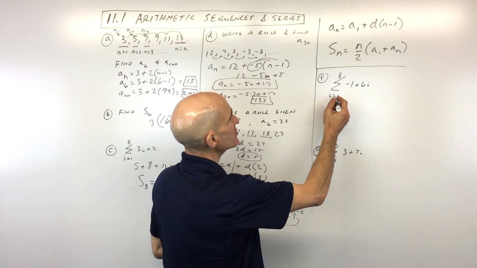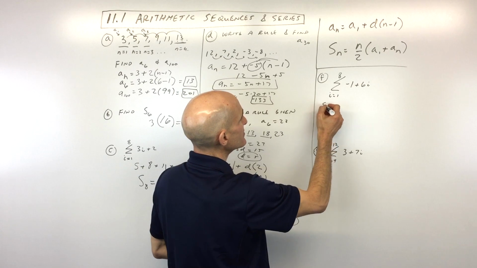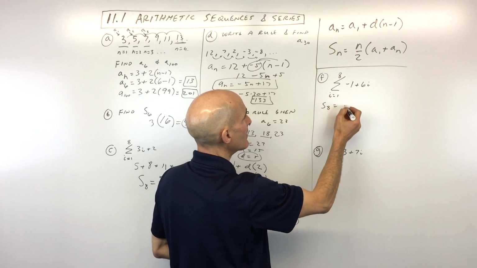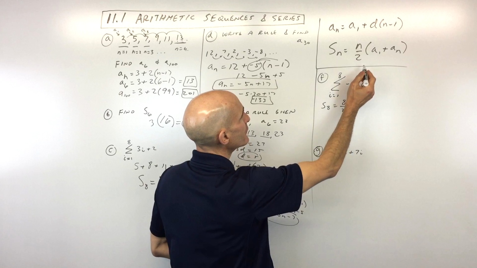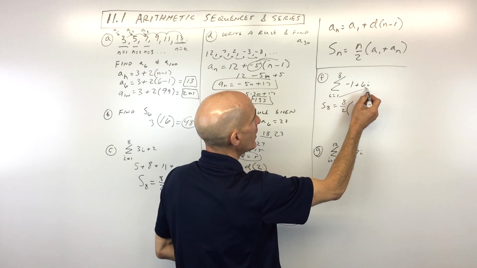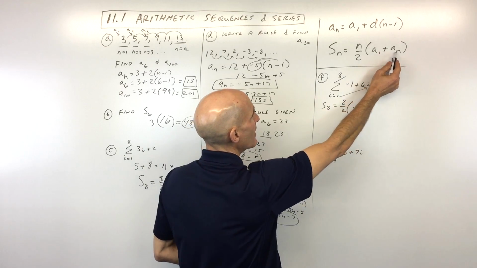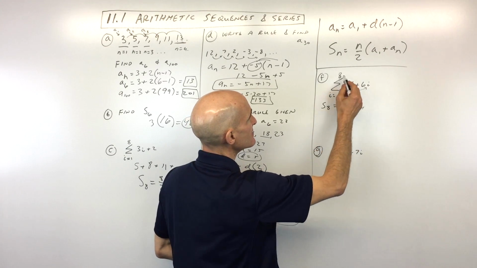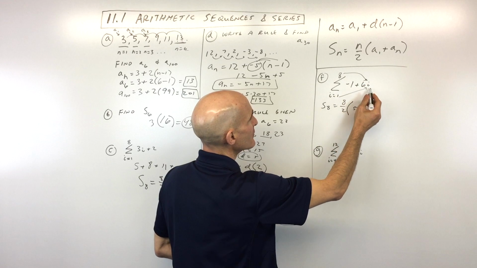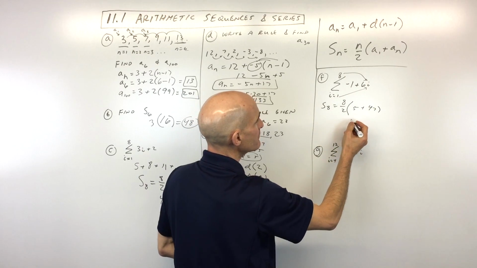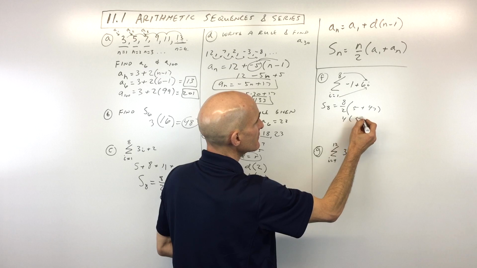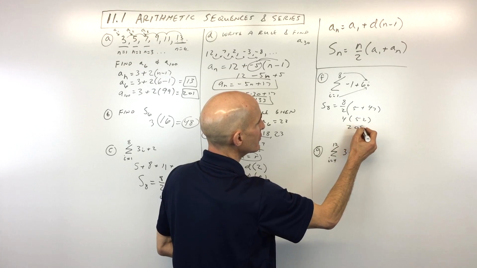So let's see if we can do this one. So we've got 8 terms. So we're going to find the sum of the first 8 terms. 8 divided by 2. Now the first term, how do we find the first term? We put 1 in. Okay, so negative 1 plus 6 is 5. How do we find the nth term, or in this case the 8th term? That's the last term. We put in 8. It's 48 minus 1, which is 47. So we have 4 times 52, which is 208.